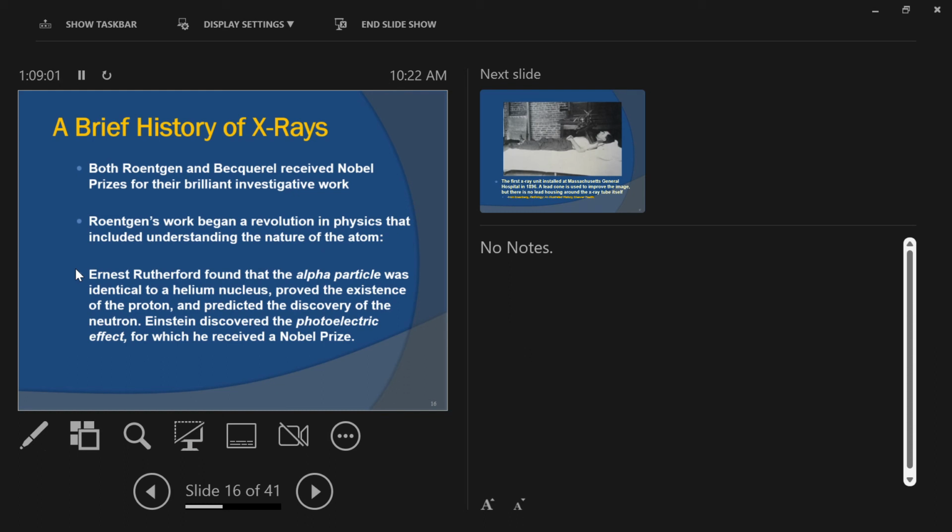But in this is the 1919 thing. In this, he proves the existence of the thing called the proton, predicts the discovery of something called a neutron, which we later found. In 1905, Einstein discovers the photoelectric effect. Okay, so this is no good historical order, this last statement here. But again, a revolution in physics after Röntgen and Becquerel make their discoveries, right?